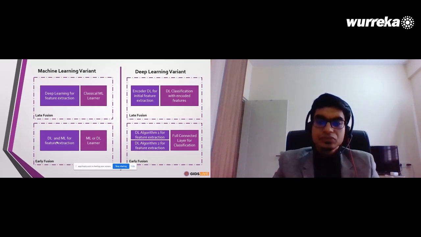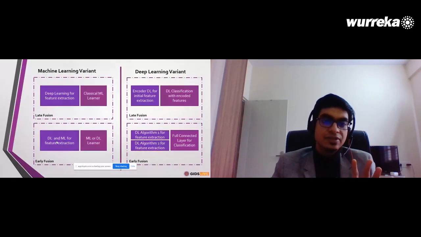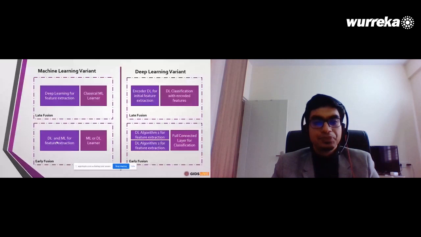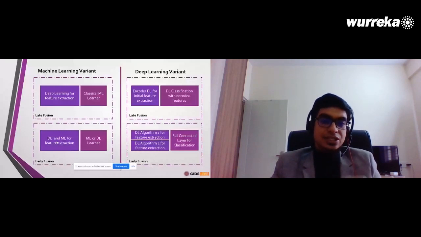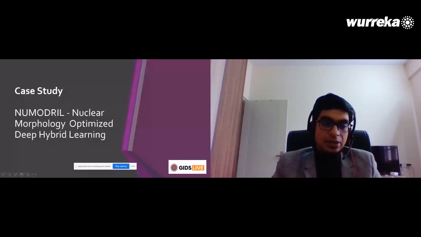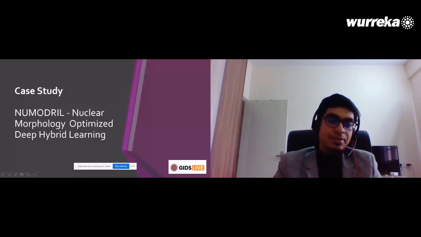So on a very high level, these are the four different types of variants that we can normally have. And all of these variants are useful for specific purposes. But the one that I saw the most benefit with so far is the machine learning variant with the late fusion technique. Okay.